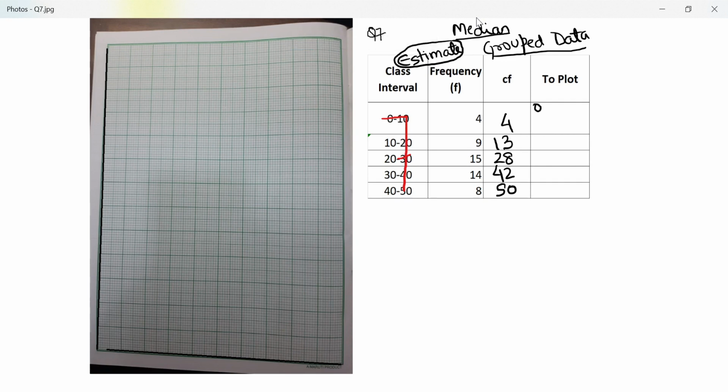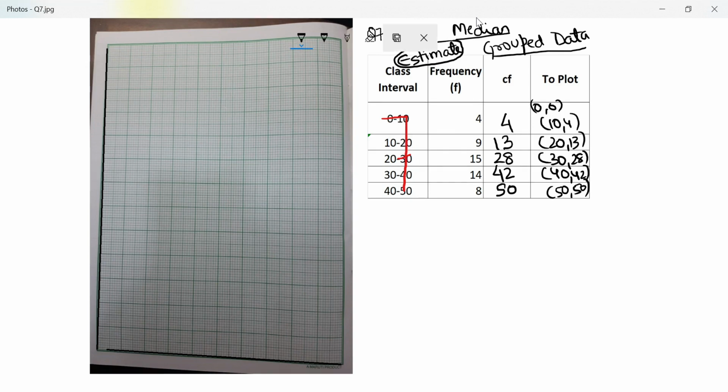So let's look at what I need to plot. It will be 0 with 0. The next one is 10 with 4. Next is 20 with 13. Next is 30 with 28. 40 with 42. And 50 with 50. So let's get moving. How would I draw this?